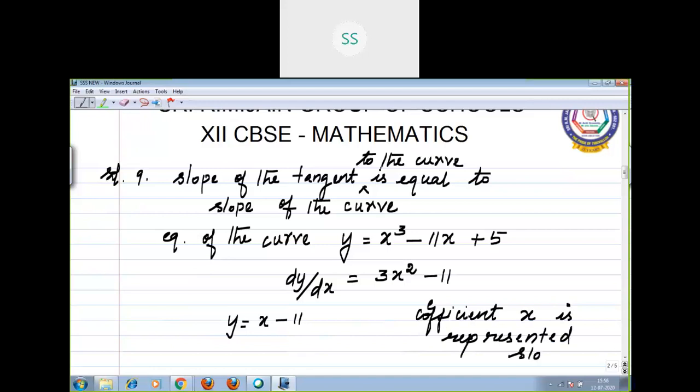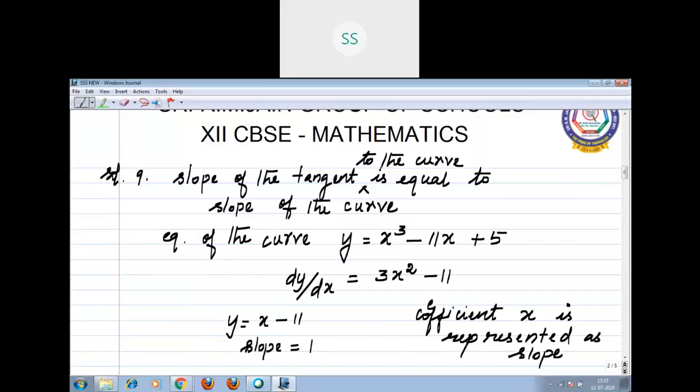What is the coefficient of x here? 1. So slope equal to 1. Slope of the given tangent, what is it? It is equal to 1. Slope of the given tangent. The equation of the tangent to the curve is y is equal to mx plus c. That you don't want.